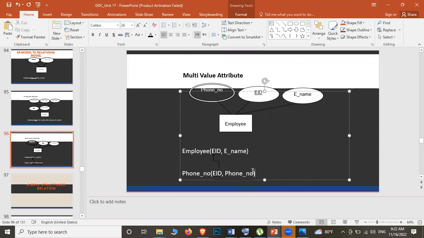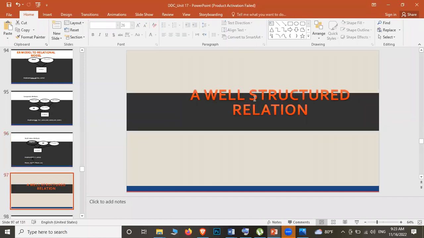So for that we have to add two relation schemas like this. We have to divide it into two. Now this is one relation, but we have to divide it into two when it comes to the relational schema. Is this clear?